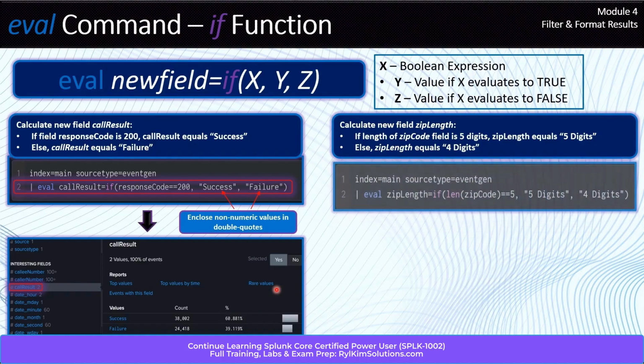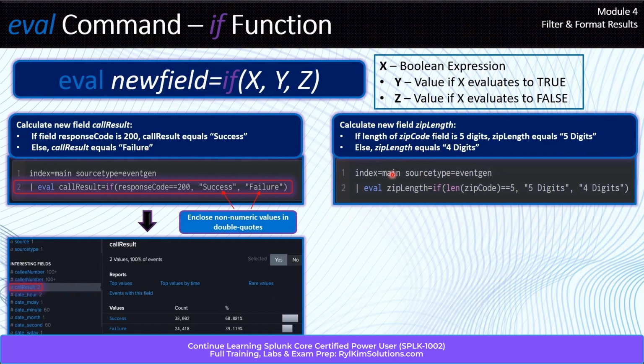So what we're going to say is we just calculate the new field zip length, use the if function, and then here we put our condition. This is the condition, which is basically our Boolean expression. It checks the length of the zip code. If the length of the zip code is 5, it gives it 5 digits. If it's anything other than 5, it gives it 4 digits. Note here that what you see here, length, that is a function in Splunk that you are using to check the length of a field value.